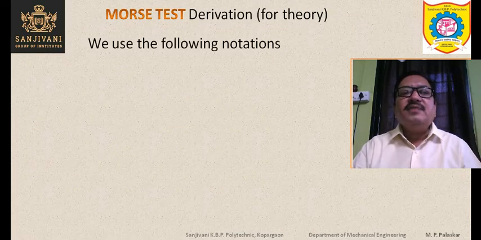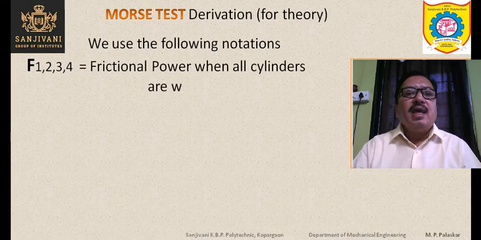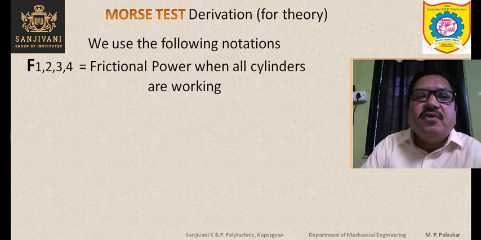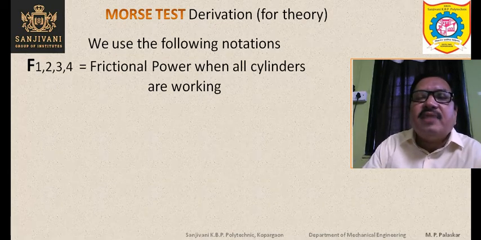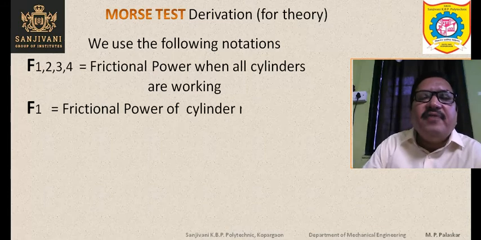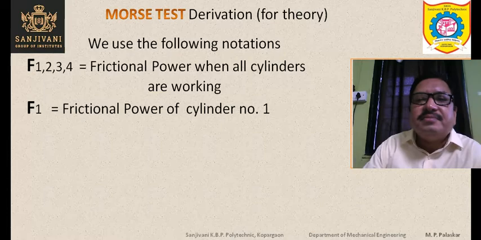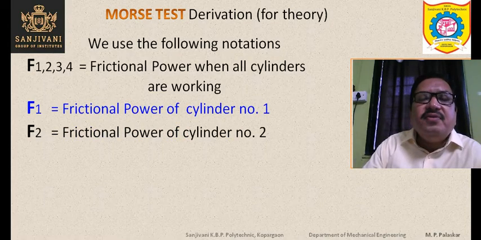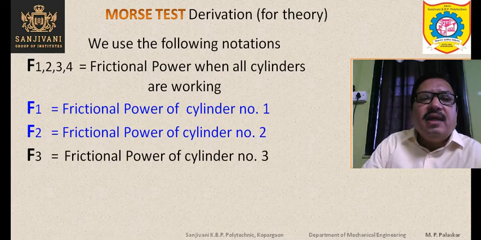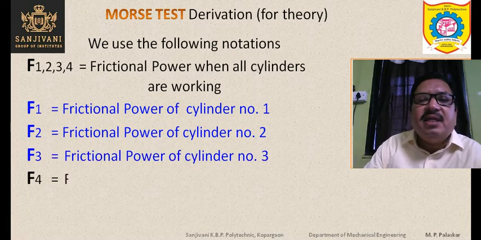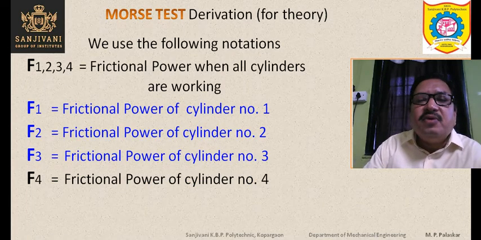Now the notations for the frictional power. F1,2,3,4 is the frictional power when all the cylinders are working. F1 is the frictional power inside cylinder number 1, and F2 is the frictional power due to only cylinder number 2. F3 is the frictional power of cylinder number 3, and the frictional power due to cylinder number 4 only is F4.